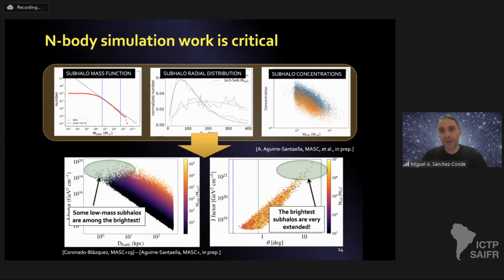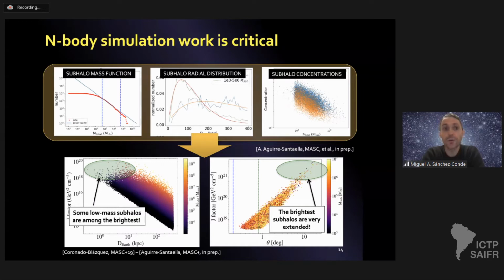Very briefly, I would like to emphasize how the embodied simulation work that we performed in parallel is very critical in order to reach robust constraints. As you can imagine, since these constraints are based on a comparison with the predictions that are cooked in embodied simulations, of course, the way you characterize the subhalo population in the embodied simulations is really critical. And this is something that we put a lot of effort on recently. Well, recently meaning more than 6-7 years already.